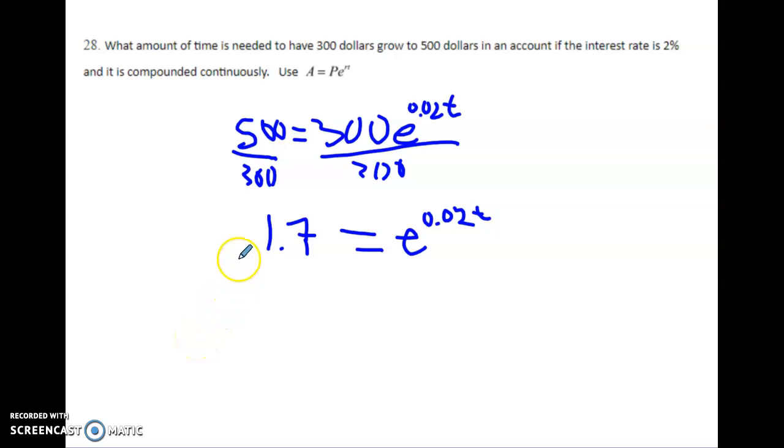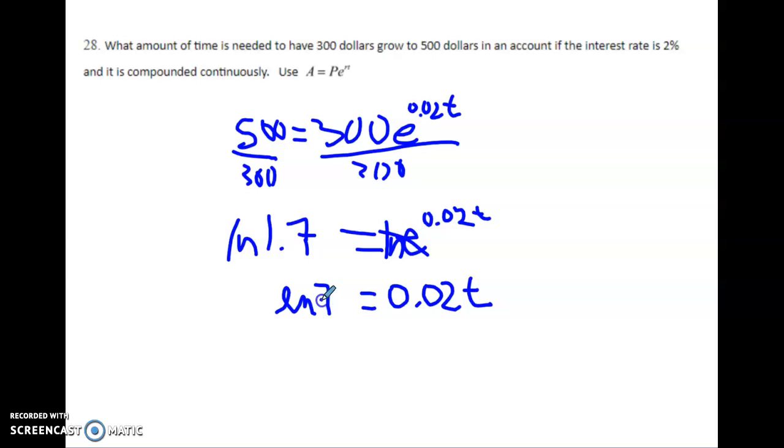So the last video ended about right here, where we had 1.7 equals e to the 0.02t. I have to get rid of the e, so I'm going to take the natural log of both sides. When that happens, the natural log and e cancel out, and I get on the right side just 0.02t equals the natural log of 7.